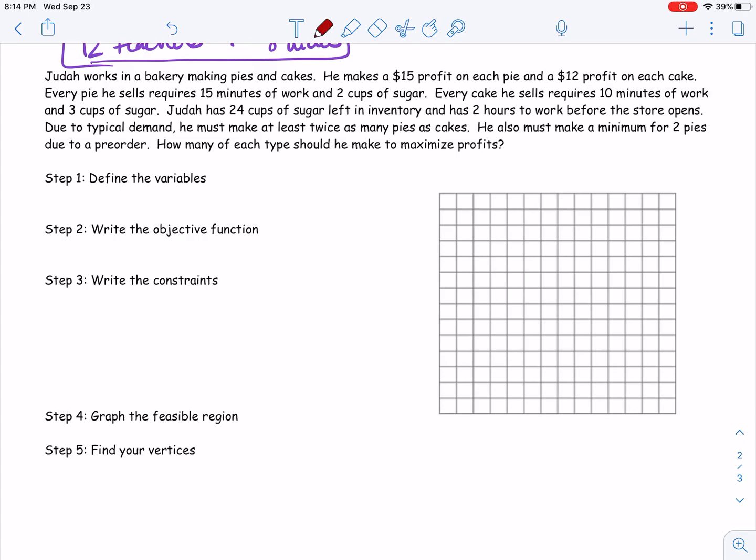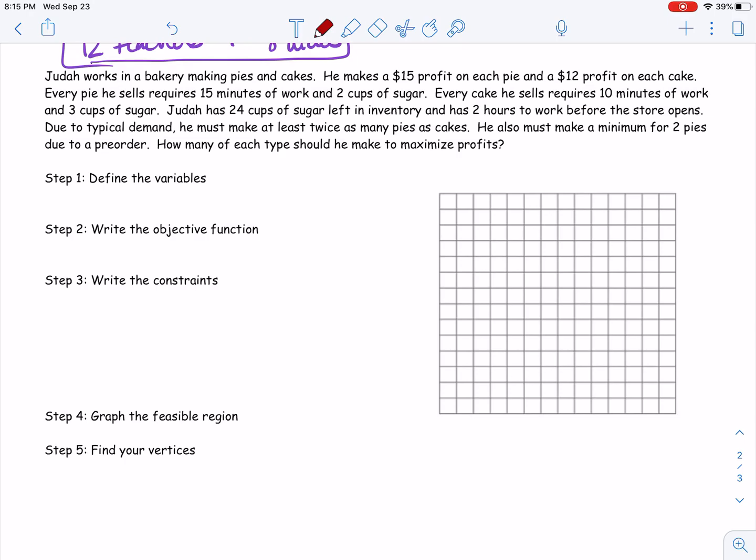Due to a typical demand, he must make at least twice as many pies as cakes. He also must make a minimum of 2 pies due to a pre-order. How many of each type should he make to maximize profits?